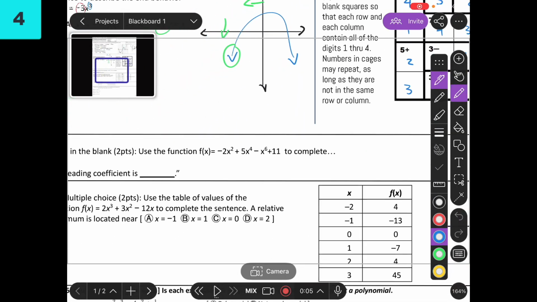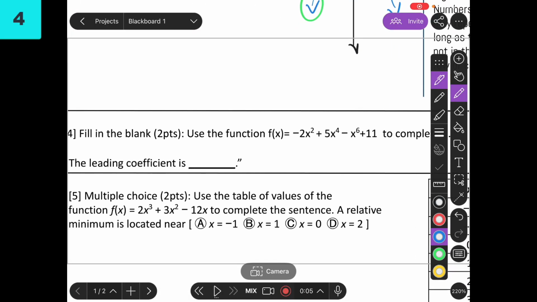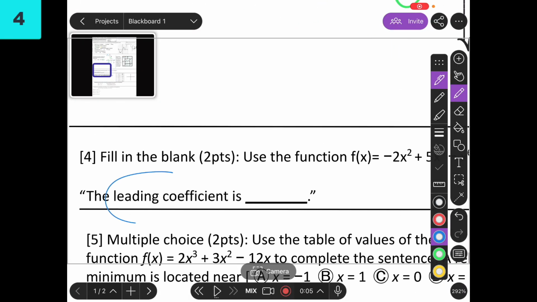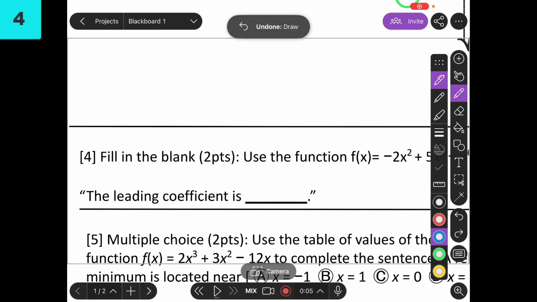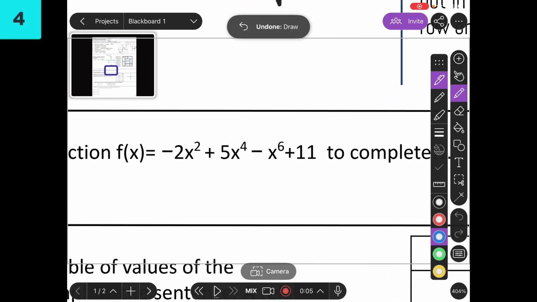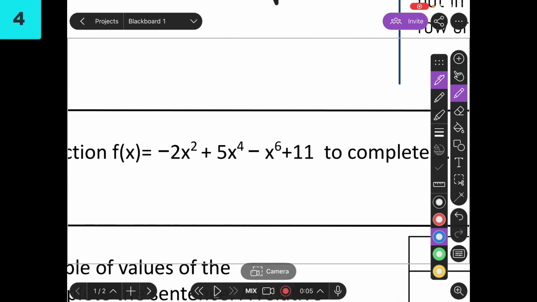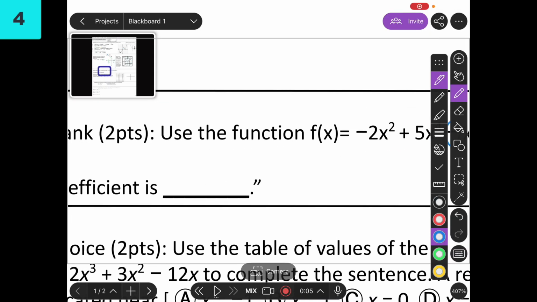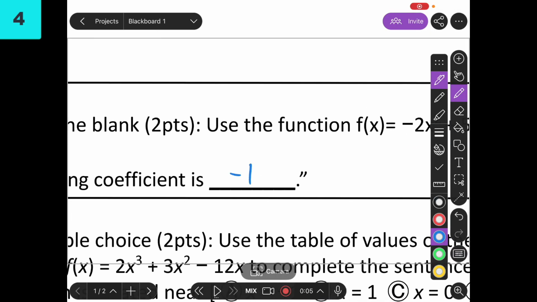Next up, we have this question over here. They're asking about the leading coefficient. In order to find out what that is, you want to first find the biggest exponent. Once I find the biggest exponent, in this case 6, you want to identify the number in front of that term. In this case, my number in front of this term is -1. So my leading coefficient is -1.